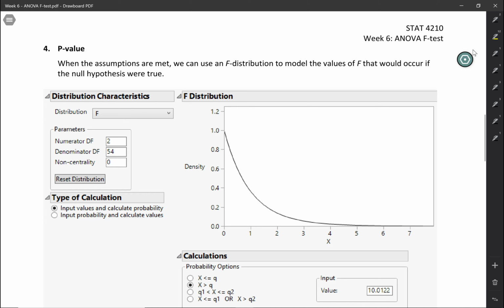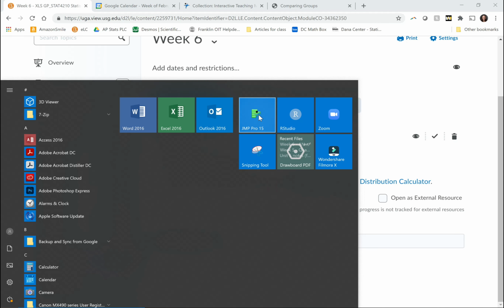And I'm actually going to introduce a new tool here to explore the F distribution, which is a distribution calculator in JMP. So before we do anything, let's open JMP.